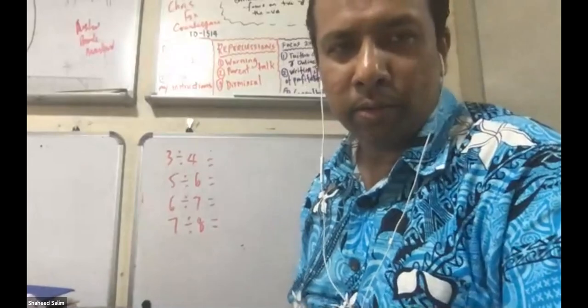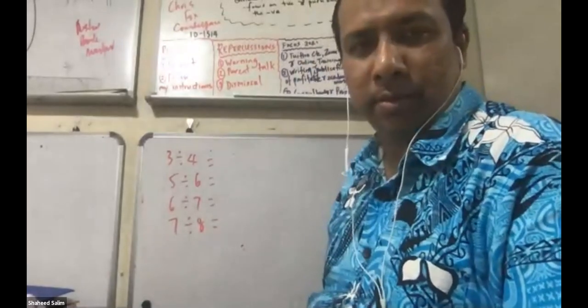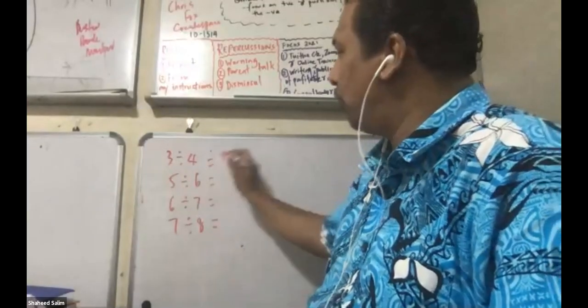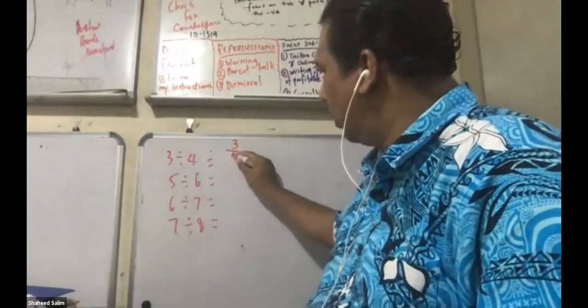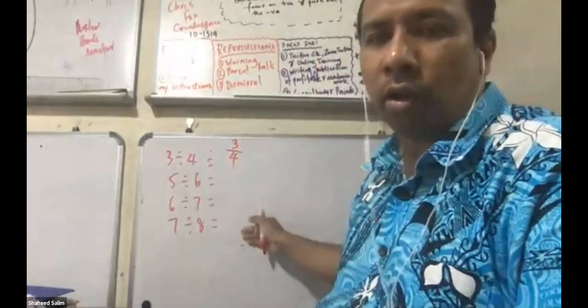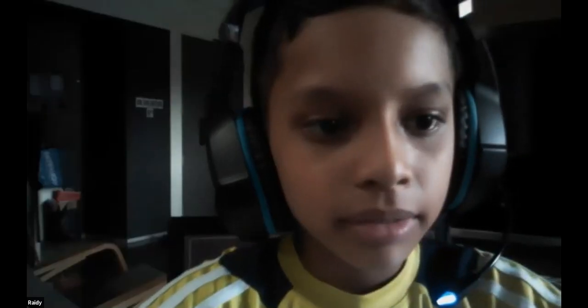Righty, you know what to do? What's the answer for the first one? Oh, okay. Okay, this is very simple. 3 divided by 4, you just put 3 over 4. That's all. Can you do for the rest, all the rest of you? Yes, done. Okay, done. Wow, so fast.